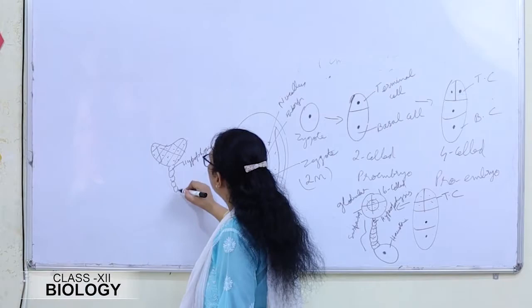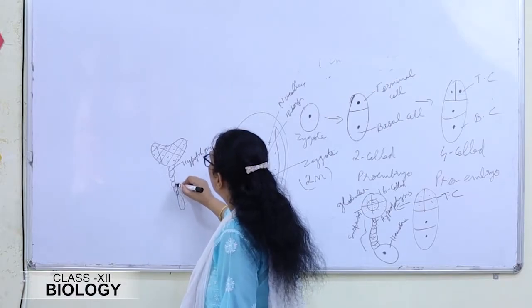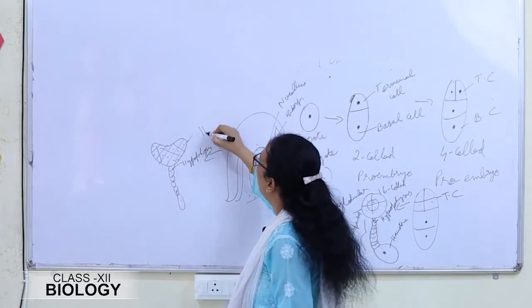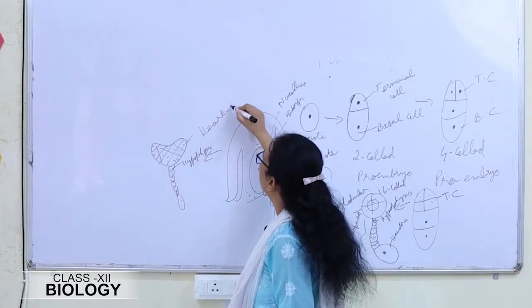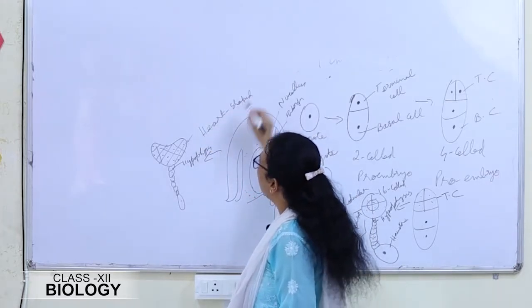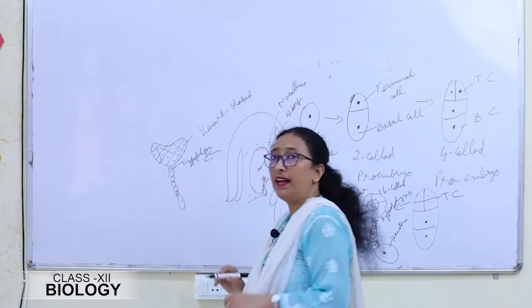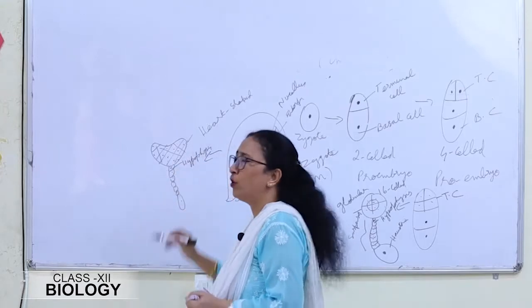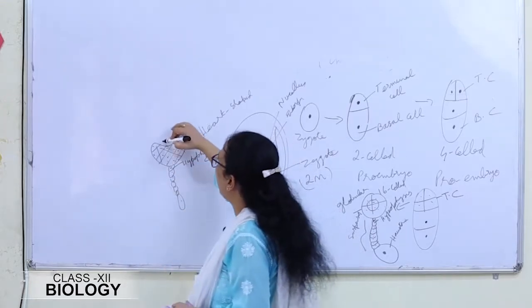The suspensor. Now if you see, it's the heart-shaped structure. After that, this hypophysis will again divide. Hypophysis will divide again with the embryo. Even in the embryo, more divisions will take place.